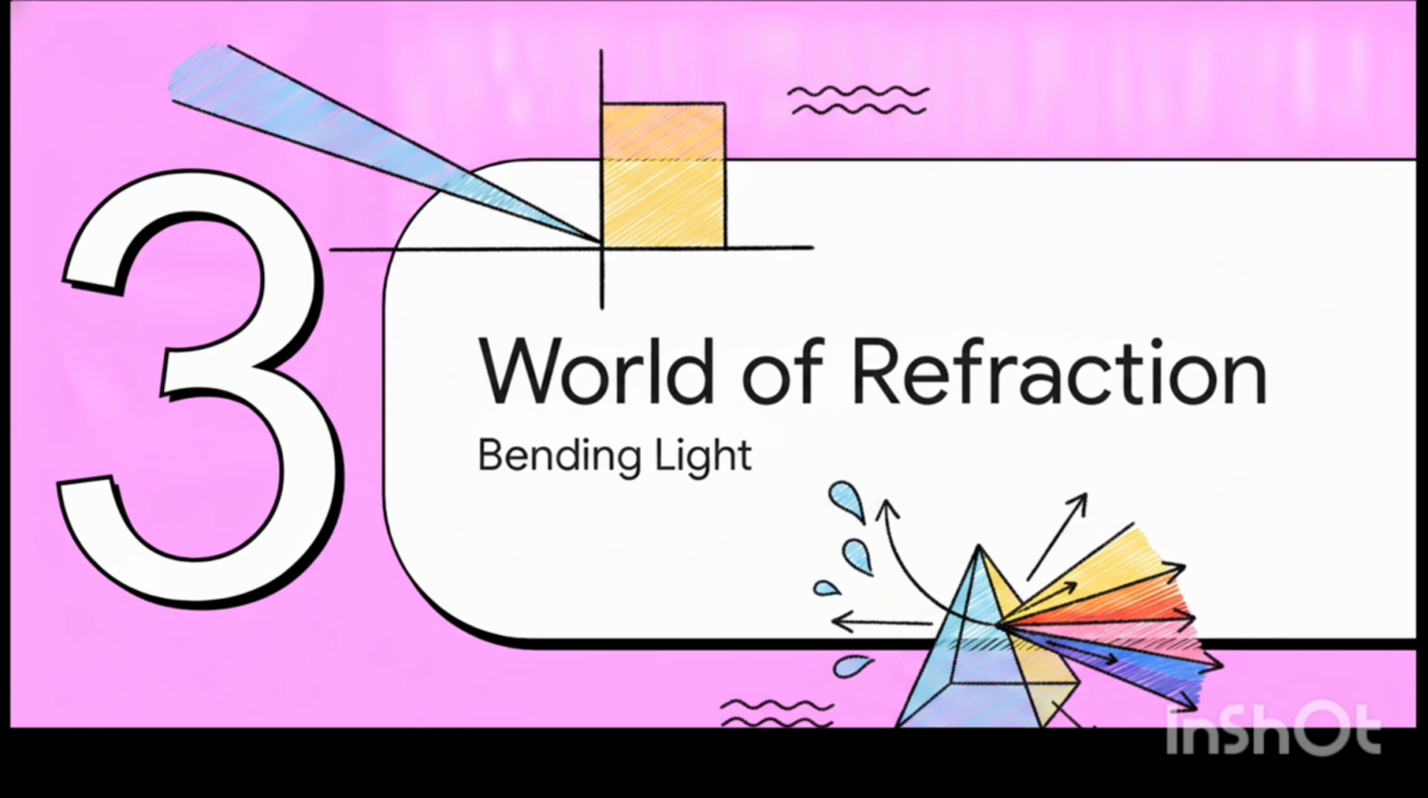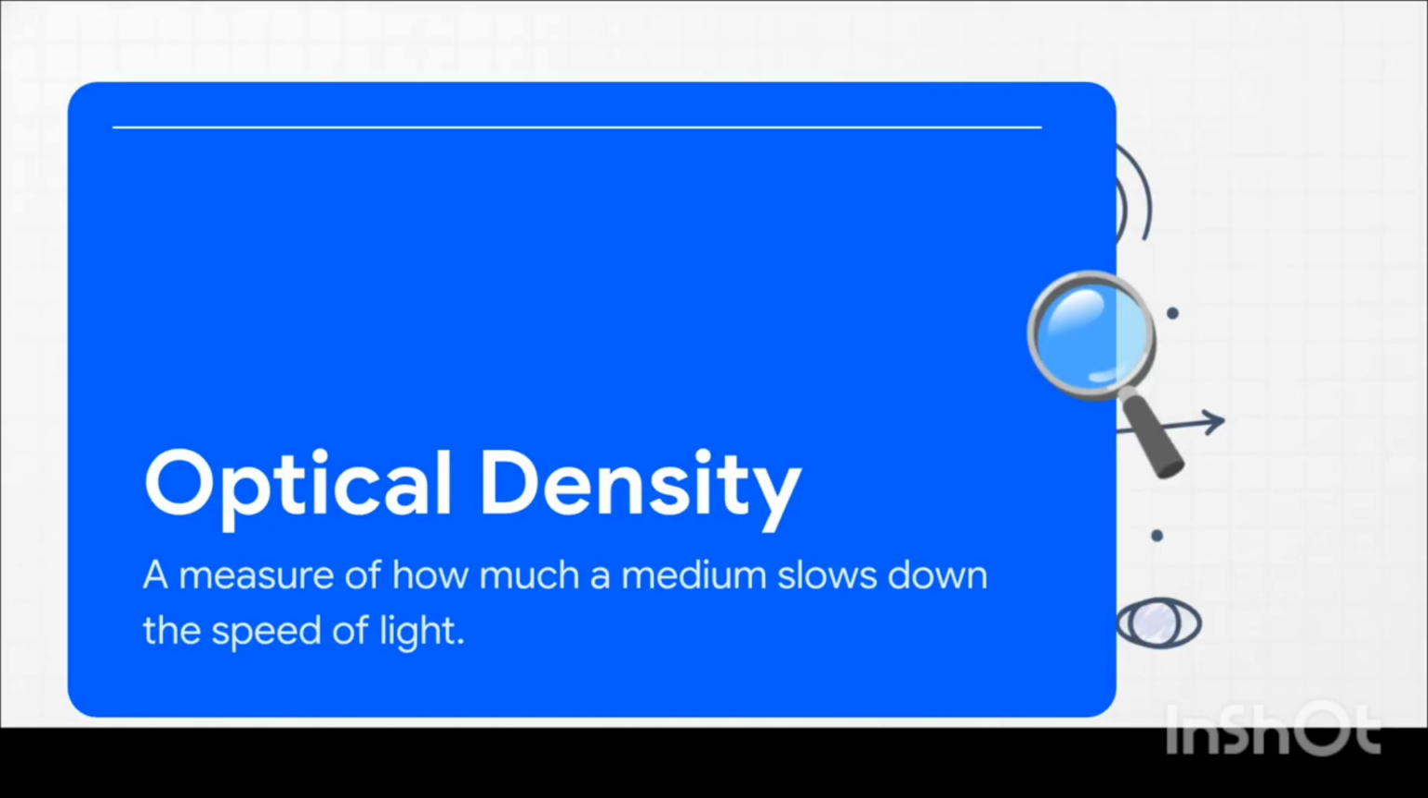Okay, leaving the world of bouncing light behind, we enter Section 3, World 2, Refraction. This is all about bending light. It's what happens when light doesn't bounce off but actually penetrates straight through a surface. To really grasp refraction, we have to talk about optical density. And you've got to be careful here not to confuse this with regular mass density.